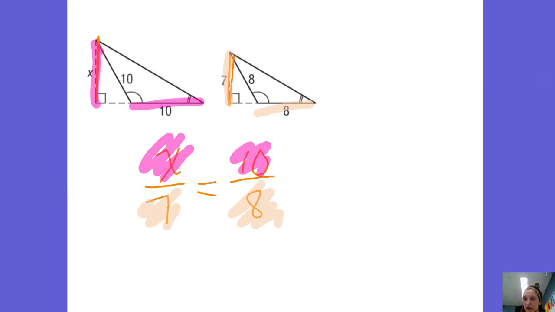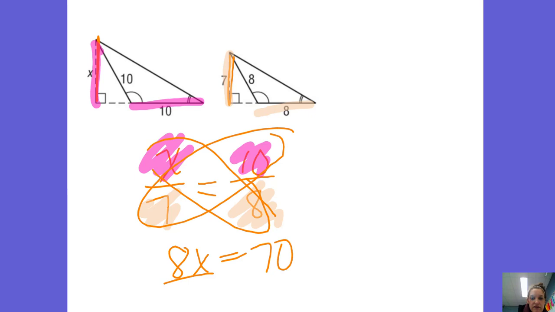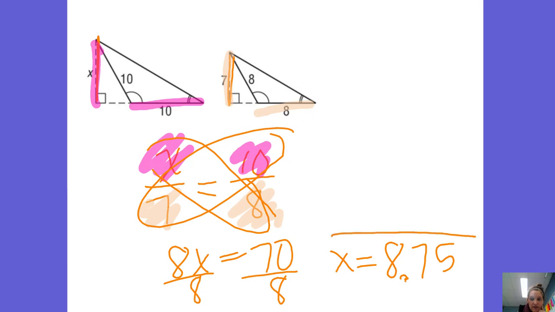And so now I'm just going to cross multiply. 8x equals 10 times 7, which is 70, divide by 8, and x is 8.75, which I did not have to round, and so I'm going to keep that. That's my final answer, 8.75.